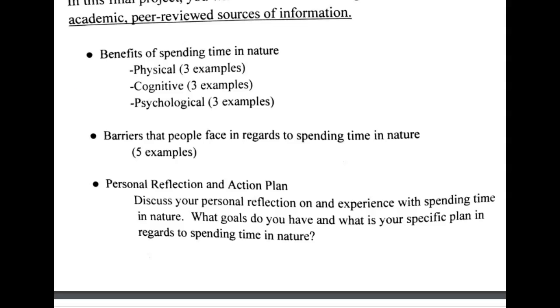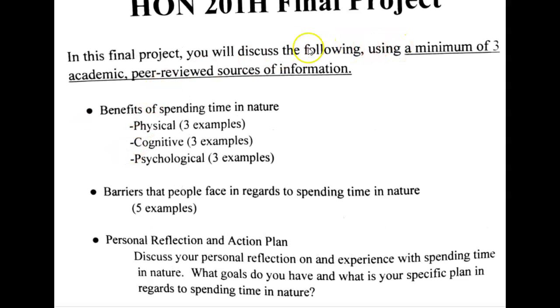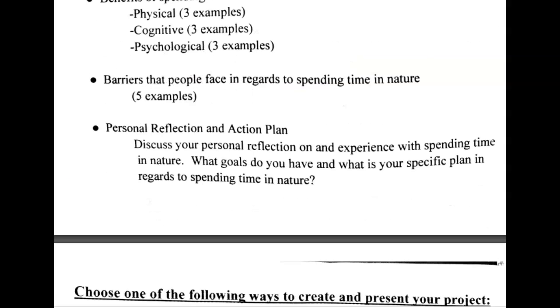So, in the first part where you're presenting or discussing the benefits of spending time in nature and the barriers that people face in regards to spending time in nature, those examples that you share and the information that you share is what is going to come from those academic peer-reviewed sources of information, okay? And the personal reflection and a very specific action plan is completely from you, unless you have any research or information that you have pulled from some sources to incorporate into your reflection and action plan.